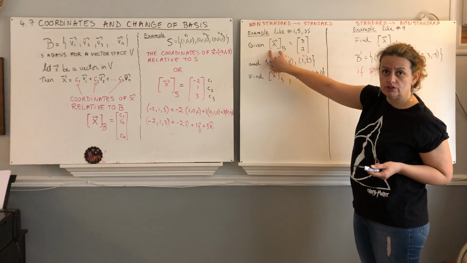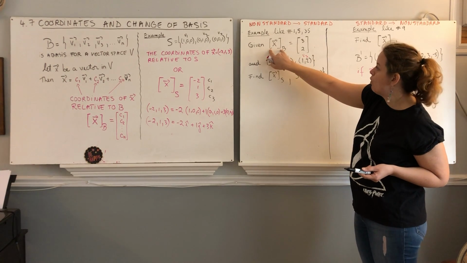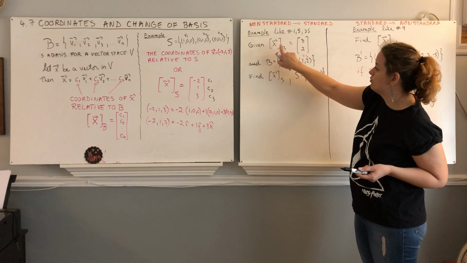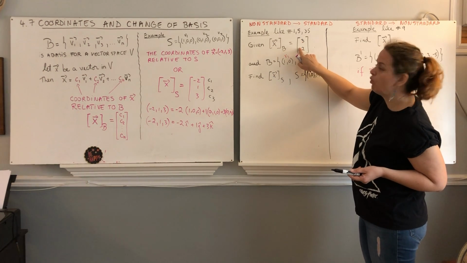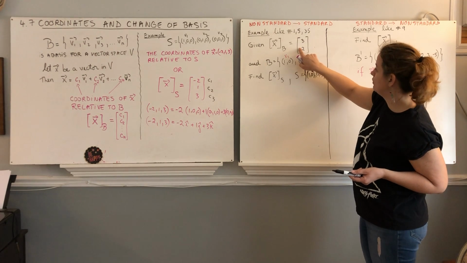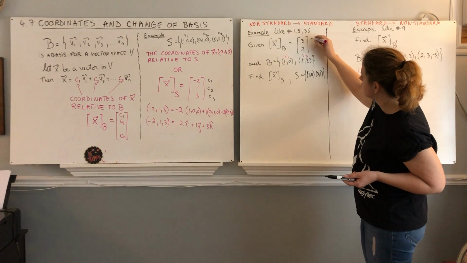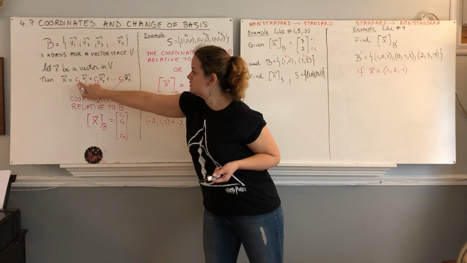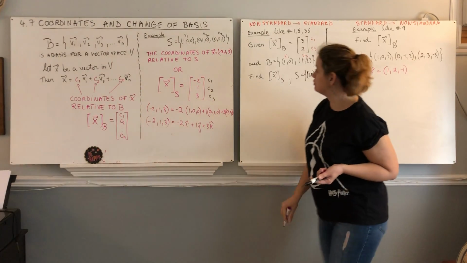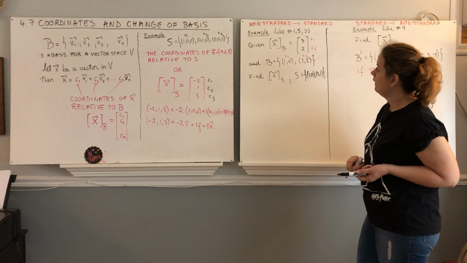Brackets means coefficients or coordinates. The coordinates of x relative to b. So these are the coordinates of x relative to b. That means this is C1 and C2 in this context. There's C1 and C2, the coefficients of the vectors and the bases.